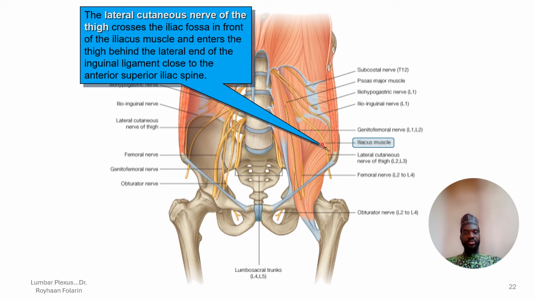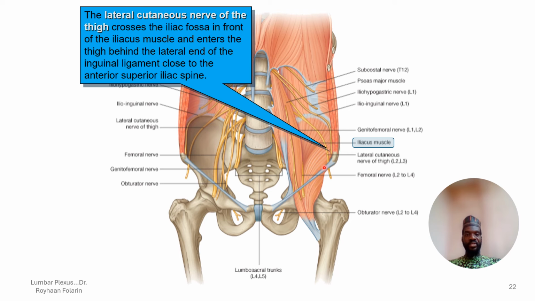Next is the lateral cutaneous nerve, the lateral femoral cutaneous nerve, or lateral cutaneous nerve of the thigh. It crosses the iliac fossa. You can see the iliacus muscle here. The lateral cutaneous femoral nerve crosses the iliac fossa in front of the iliacus muscle and then enters the thigh behind the lateral end of the inguinal ligaments, which you can see here.